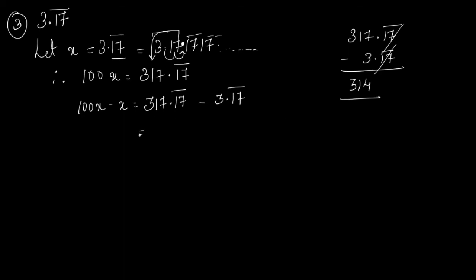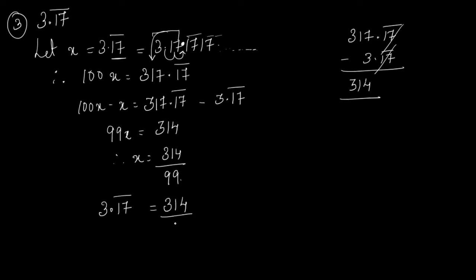So what is your answer, dear children, here? 99x is equal to 314. Therefore, x is equal to 314 upon 99. Therefore, you can write down 3.17 bar is equal to 314 divided by 99. So this was your answer. Let's move ahead. Question number 4.